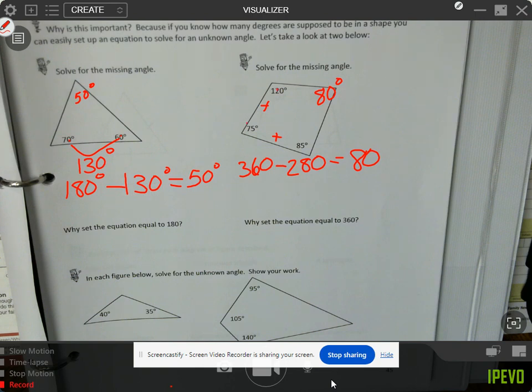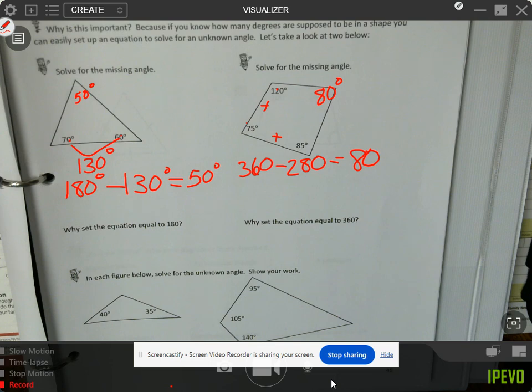So Lauren added up her three angles that she knew. She subtracted it from our 360 degrees because it's a quadrilateral. She got 80 degrees. Or you could just go to 360 minus 120 minus 75 minus 85, and you get 80 degrees. Both ways work.